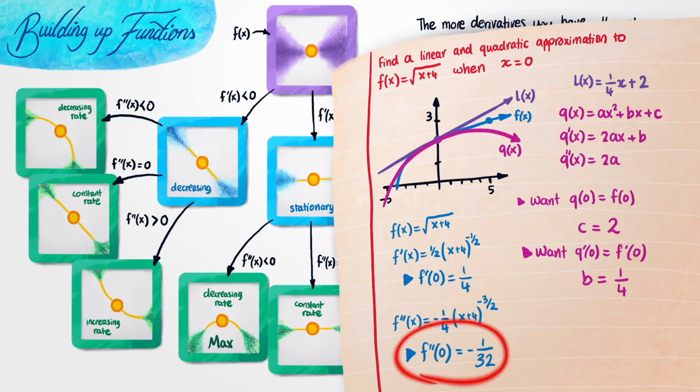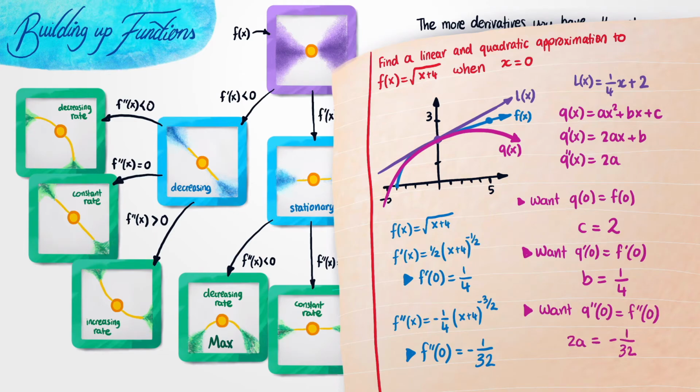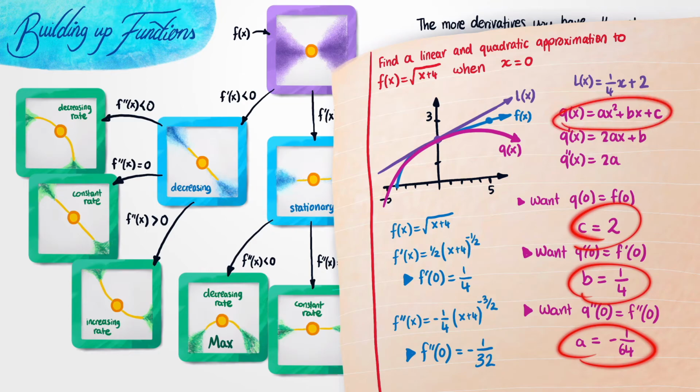We want f double dash of 0 to be exactly equal to q double dash of 0. But because there is no x in this equation, q double dash of 0 is just equal to 2a. And now to find the value of a, we just divide both sides by this 2 over here. And now, since we know the values of a, b, and c, we've actually found q of x, which is the best quadratic approximation to our function.